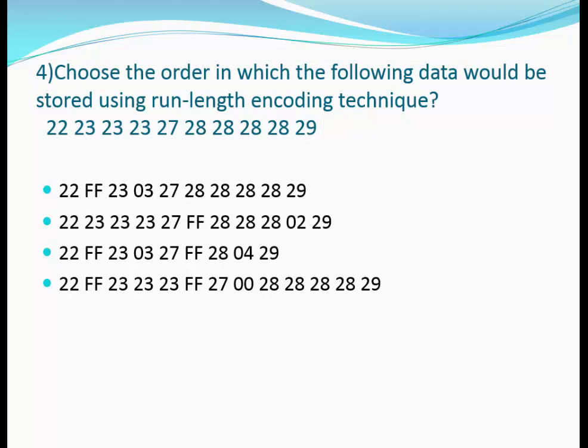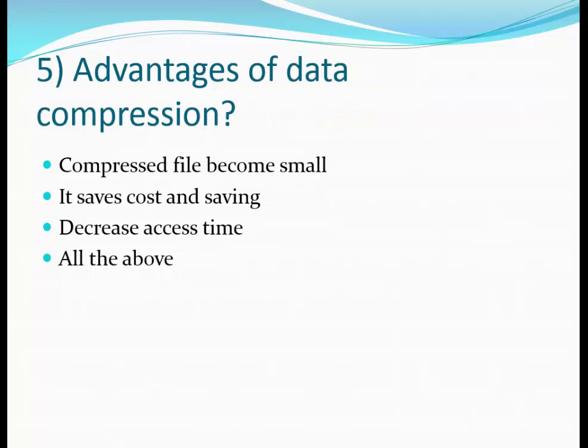Now moving towards the next question. As we have learned about the technique in which the most frequently used bits are arranged in such a manner that we don't have to give separate space to each of them, we have brought for you a question. The question is, choose the order in which the following data would be stored using the run length encoding technique. The data is 22, 23, 23, 23, 27, 28, 28, 28, 28, 29.